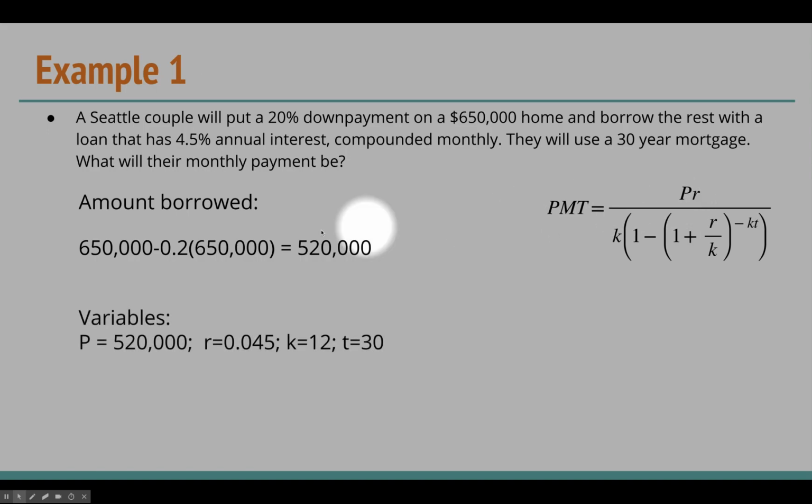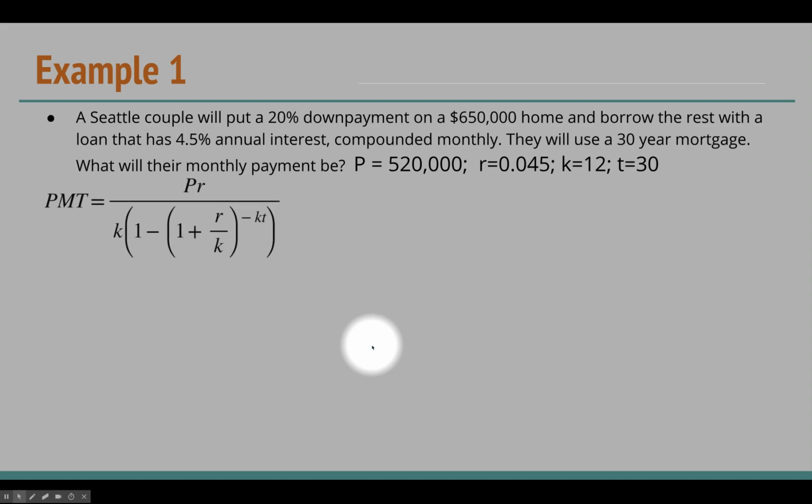So now we can fill in our variables. As I said, P is $520,000. The rate of interest is 0.045, 4.5%. We have 12 payments per year, and interest on the loan is compounded monthly. And we're going to pay it off for a total of T equals 30 years. When we put all those numbers into that equation, we get the following.